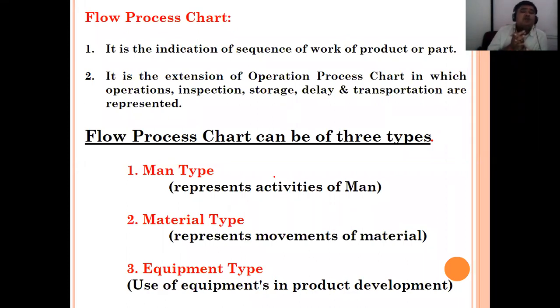Most of the time in the operation process chart, we use only two symbols, that is operation and inspection. The other symbols, storage, delay and transportation, are used in the flow process chart. A flow process chart can be of three types. Man type represents the activity of man, material type represents the movement of the material, and equipment type represents the use of equipment in product development: which machine is used, which equipment is used, which material is used, how the material flows, material movement, and the man who is working.